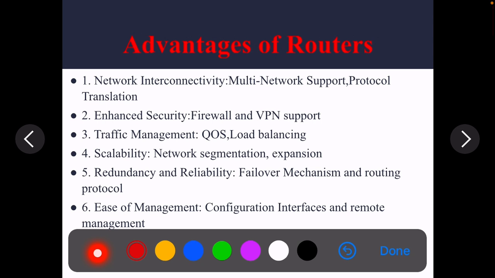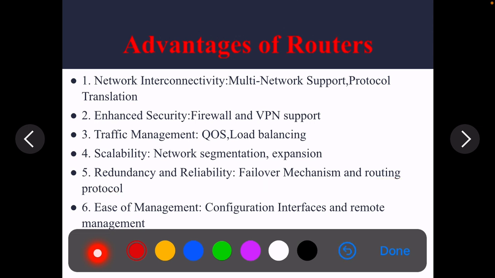The next is redundancy and reliability. How is it redundant and reliable? First is failure mechanism. Routers can be configured with redundant paths, ensuring network availability even if one router fails. So there are multiple routers we can connect, and redundant paths are there. So if one router fails, then other routers can be used. And what are routing protocols? Advanced routing protocols like OSPF and BGP provide dynamic routing capabilities, automatically adjusting to network changes and failures.